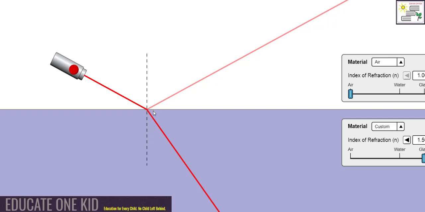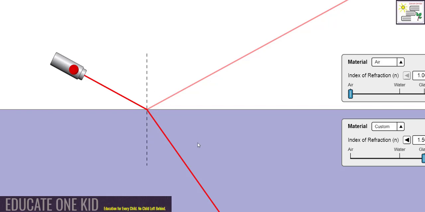Refraction happens when light travels from one substance or medium into another substance or medium. So for example, we have here light traveling from air into glass, and the light bends or refracts because the glass is more optically dense than the air.